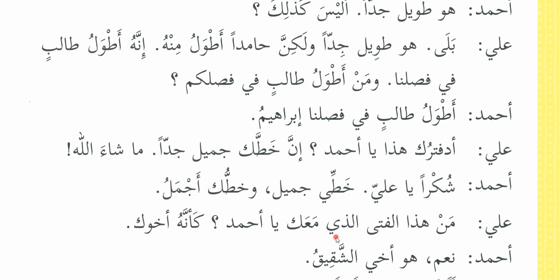Allazi ma'ak means who is with you, Ya Ahmad. Ka'annahu akhuka, as if he is your brother. So ka'anna is a sister of inna, and it's used for comparison, as if he is your brother. So it can come with the connected damir, and this damir is of the first category, that is the kaf: ka, kuma, kum, kunna damirs. Ahmad says, Naam, huwa akhi ash-shaqiqi, means he is my real brother.